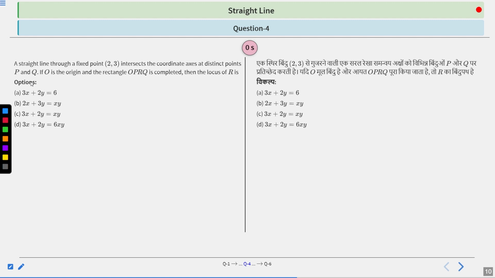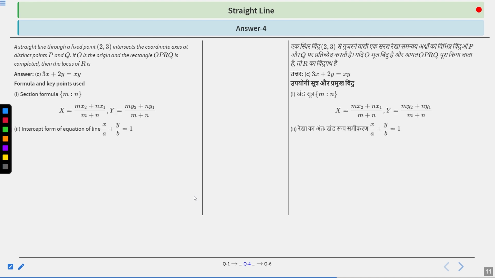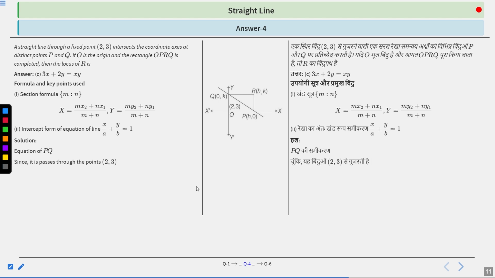Okay, let's move to the solution. The formula and key points we will use in this question are the section formula, in which the x-coordinate can be calculated as (mx2 plus nx1) upon (m plus n), and the y-coordinate as (my2 plus ny1) upon (m plus n), right? Also, the equation of a line in intercept form can be written as x by a plus y by b is equal to 1, right? So the equation of PQ is, since it passes through (2, 3), the line can be written as x by a plus y by b is equal to 1.